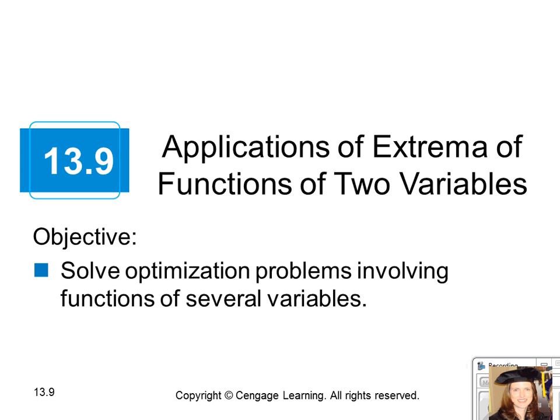Section 13.9 is on applications of extrema of functions of two variables. In the previous section, we used the second partials test to determine if there are relative maxima or relative minima of a function of two variables. So in this section, we're going to solve some optimization problems involving functions of several variables.